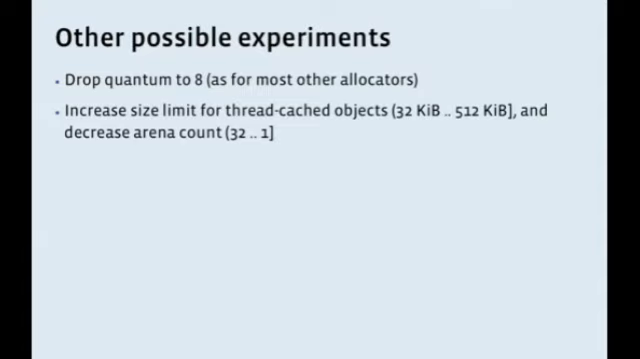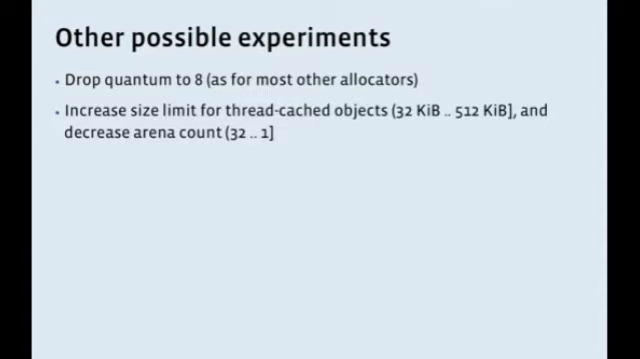There were a couple of experiments that I didn't put up here just for the sake of time, but one possibility would have been to drop the quantum to 8 from 16. jemalloc uses a quantum of 16, really kind of for compliance reasons. For SSE, you have 16-byte registers, and really all the allocators should be using a 16-byte quantum.